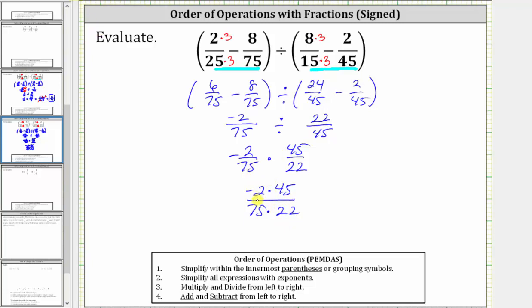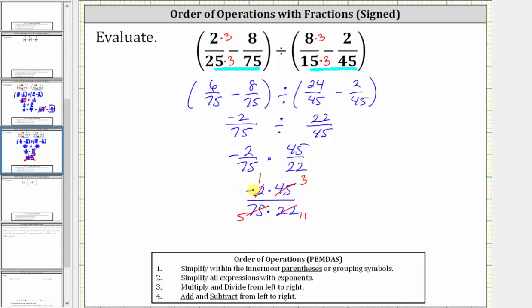And since there's 1, 2, and 2, or because 2 divided by 2 is 1, the 2 simplifies to 1. And because there are 11 2's in 22, or because 22 divided by 2 is 11, the 22 simplifies to 11. But also notice how 45 and 75 share a common factor of 15. And since 45 divided by 15 is 3, or because there are 3 15's in 45, the 45 simplifies to 3. And because 75 divided by 15 is 5, or because there are 5 15's in 75, the 75 simplifies to 5. And now we go ahead and multiply.